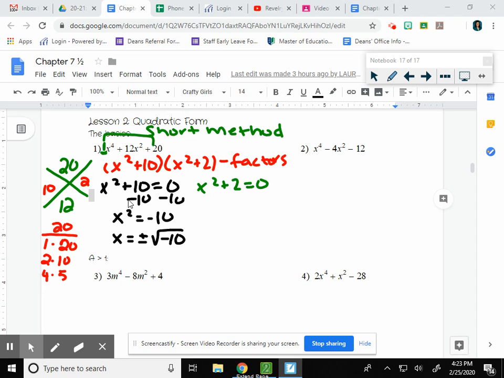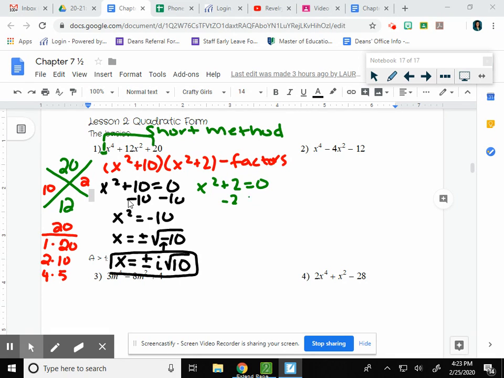Okay, so here's the important thing that you need to remember. That says that I'm going to bring out an i, because anytime you have a negative under the square root, it's an imaginary number, and keep it as the square root of 10. So these are my first two answers. And again, there's two answers there because it's plus or minus.